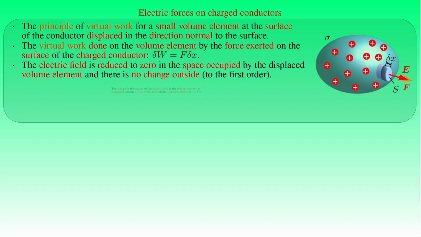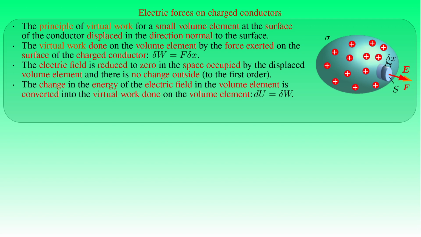Then we can assume that the change in the energy of the electric field in the space occupied by the displaced volume element is completely converted into the virtual work done on the volume element. The infinitesimal change dU in the energy can be written as the energy density lowercase u of the electric field times the infinitesimal volume element dV. We have already shown that the energy density of the electric field E is given by 1/2 epsilon naught E squared, and the volume element dV is simply equal to the surface area S times the displacement delta x. By inserting these expressions into the right-hand side, we obtain 1/2 epsilon naught E squared times S times delta x.